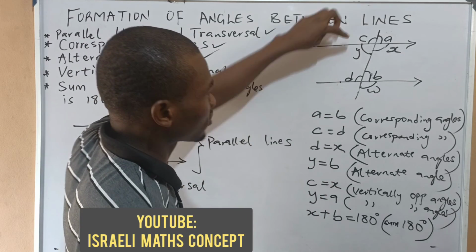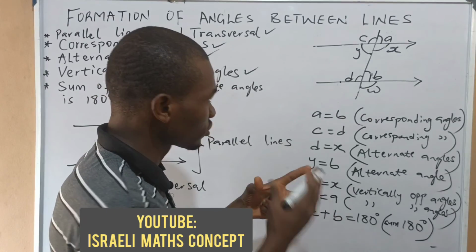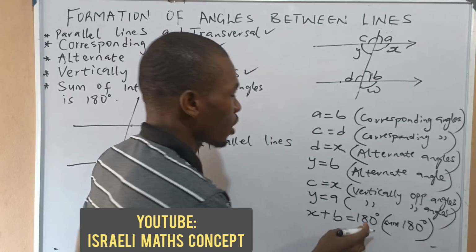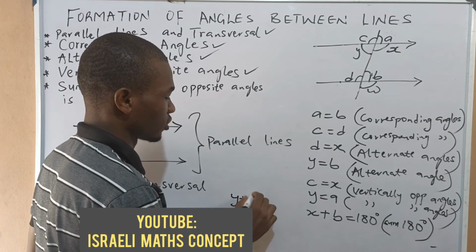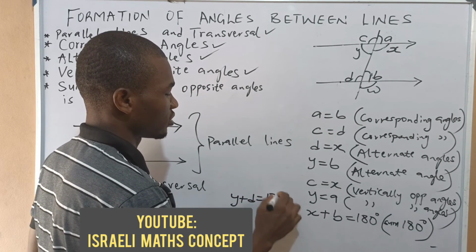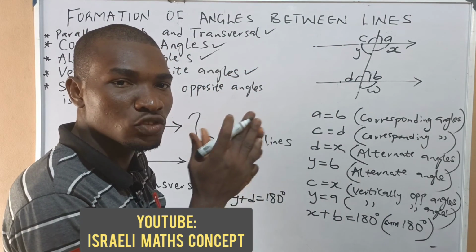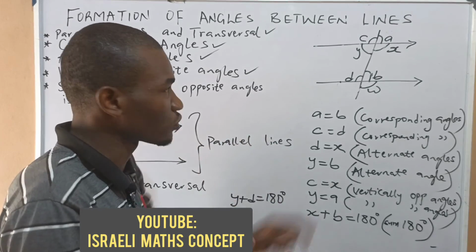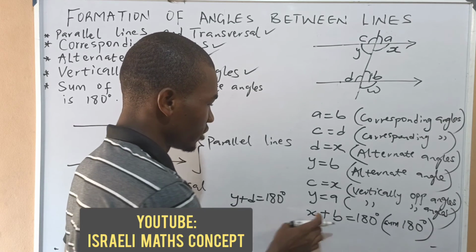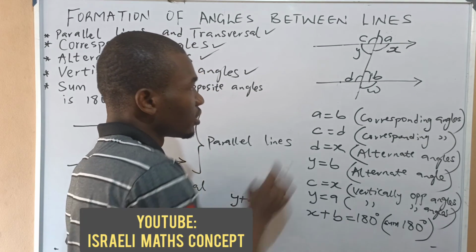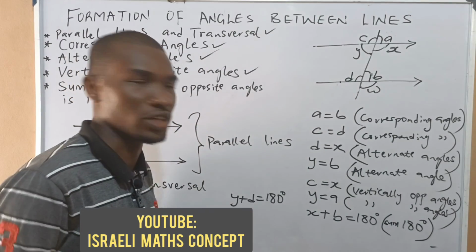Then as well, we can also say that angle Y plus angle D, both of them joined together, will also give us 180 degrees. The reason is that angle Y and angle D are two interior opposite angles as regards this concept we've drawn here. Hence, the sum of the two interior opposite angles is equal to 180 degrees geometrically.